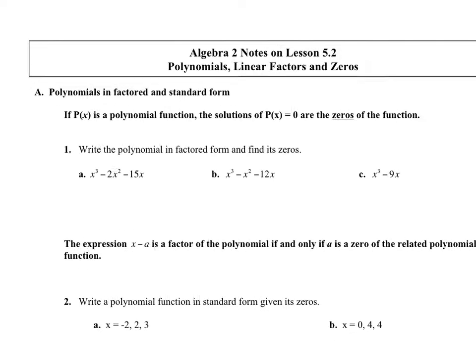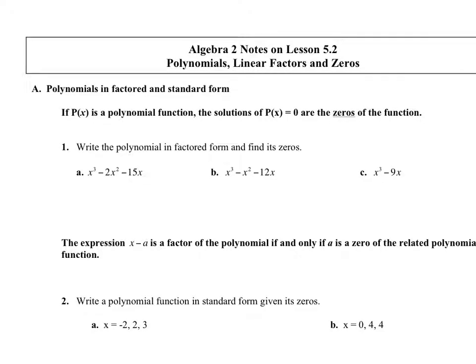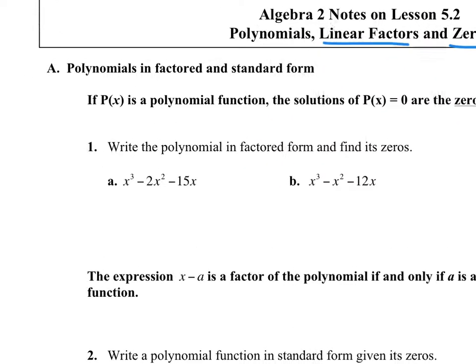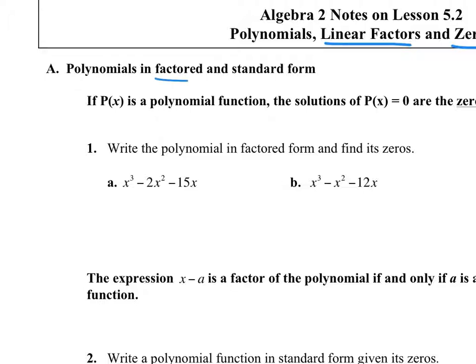Okay, so lesson 5-2 is all about polynomials. We're going to be studying this whole chapter of polynomials, but we're going to talk about its linear factors and the zeros of a polynomial. Some of this you already know how to do, you just don't know you know how to do it yet. Okay, so polynomials, we can have them in 2 ways, either factored form or standard form. All right, these right here, number 1, those are all in standard form.